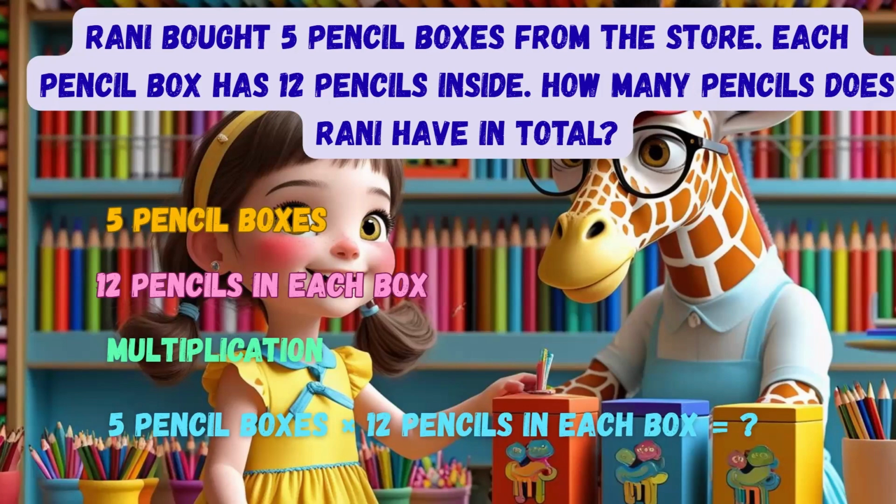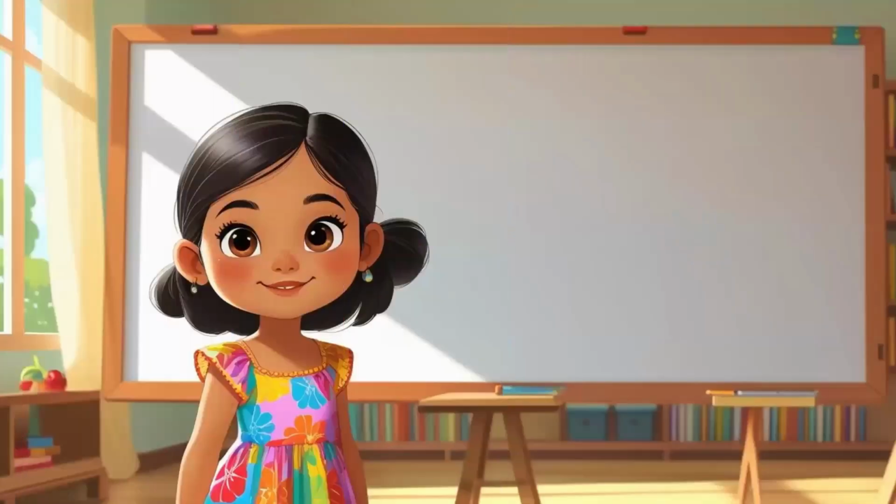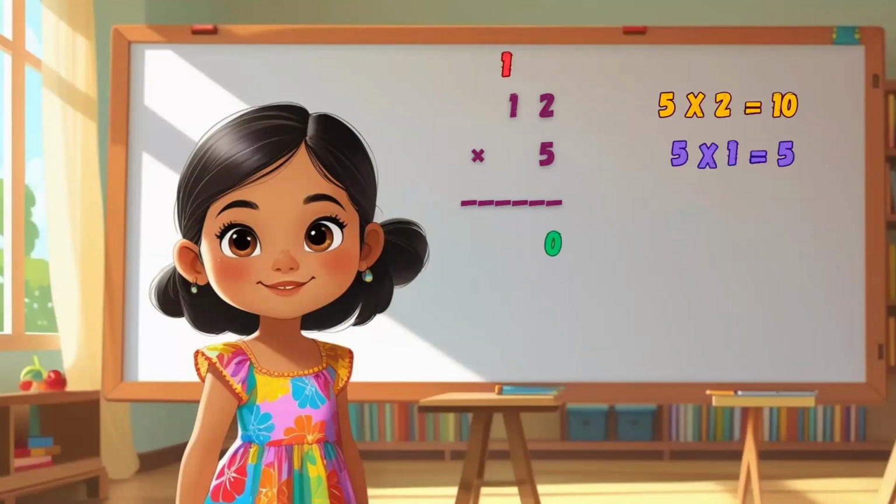Let's see. We write 12 on top and 5 at the bottom. Start from the right side, 5 multiply 2 is equal to 10, write down 0, carry the 1. Now, 5 multiply 1 is equal to 5, plus the carried 1 is equal to 6, write down 6. Our answer is 60. Rani has 60 pencils in total.